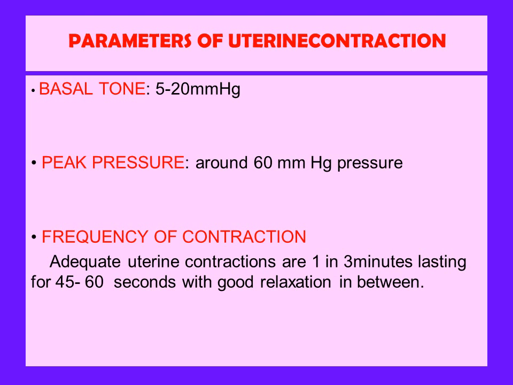This slide shows the parameters of uterine contractions. It has a basal tone of 5 to 20 mmHg. It has a peak pressure of around 60 mmHg. And for it to be considered adequate or efficient, contractions need to occur 1 in every 3 minutes, last for 45 to 60 seconds, with good relaxation in between.